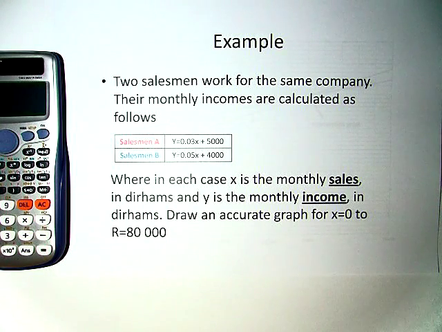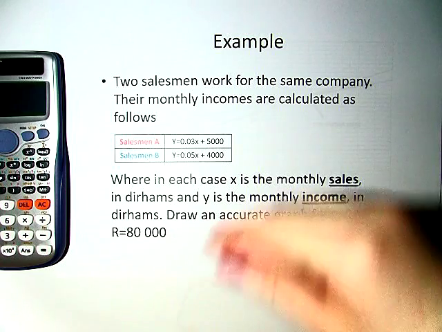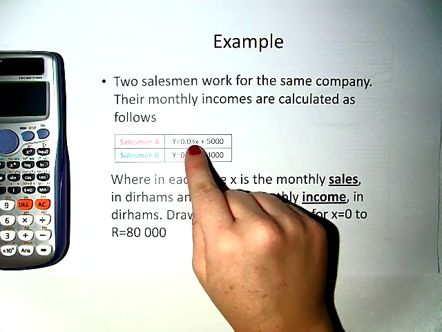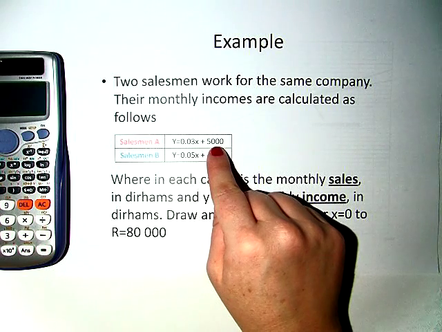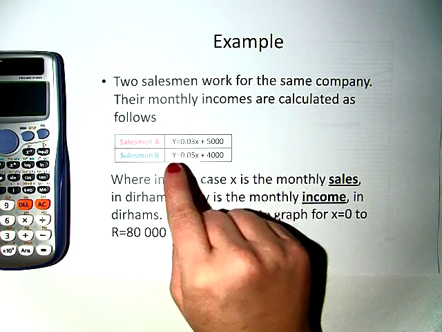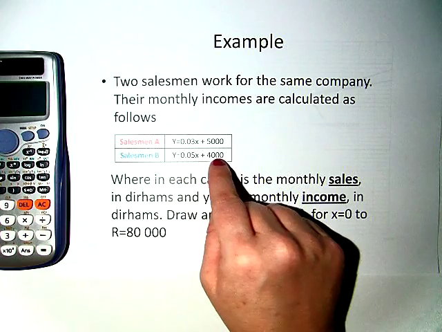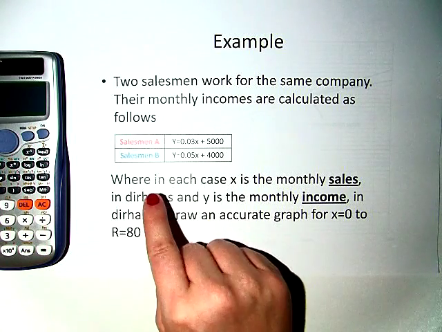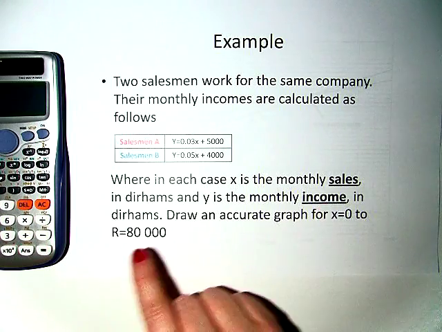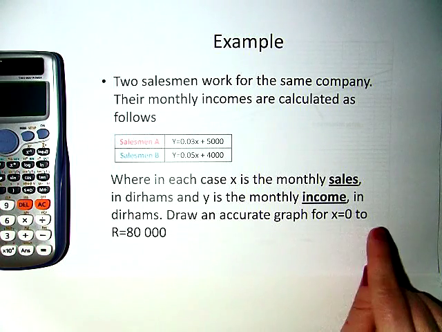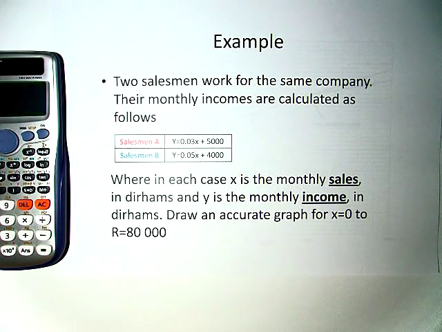Two salesmen work for the same company. Their monthly incomes are calculated as follows. Salesman A gets a lower commission, only 3% of his sales, but he gets a higher monthly salary, whereas Salesman B gets a higher commission but a lower monthly salary. In each case X is the monthly sales in dirhams and Y is the monthly income in dirhams. Draw an accurate graph from X equals 0 to 80,000.